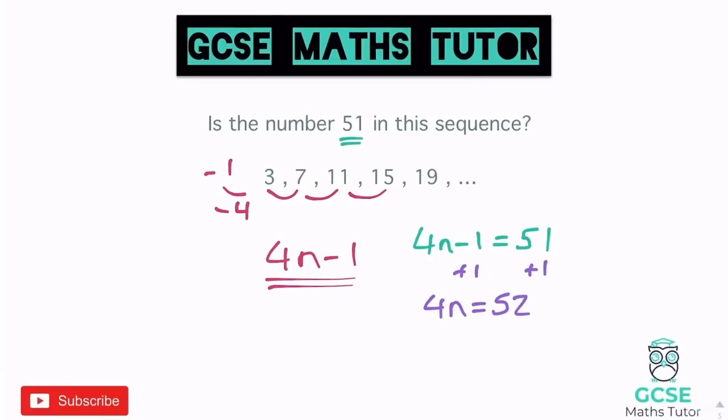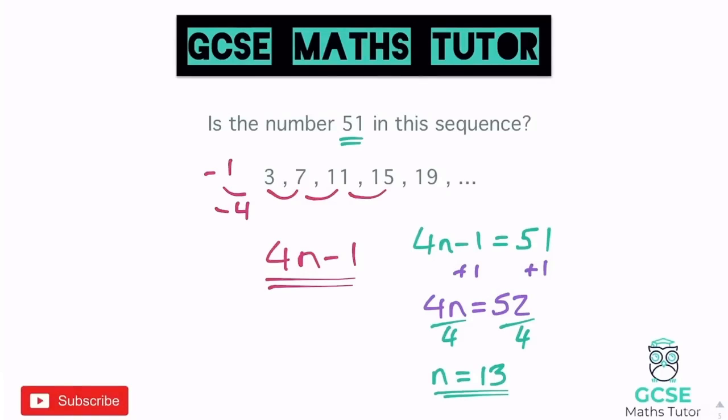And then solving this just like a normal equation, divide by 4. So divide by 4, and we get n equals, and 52 divided by 4 is 13. There we go. So we get n equals 13. Now what we found out there is that if we sub the number 13 in place of n, that would give us 52. And you can go back and check it.